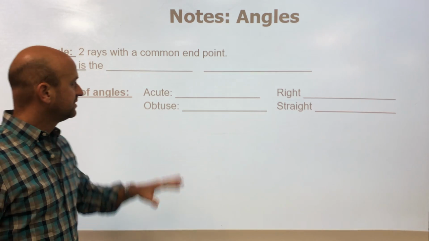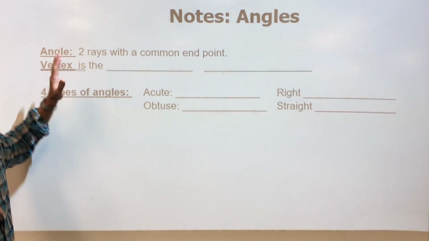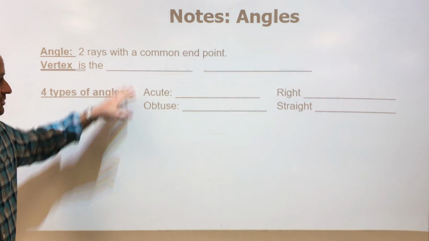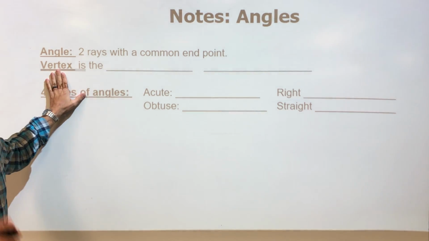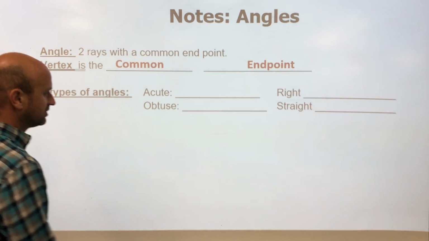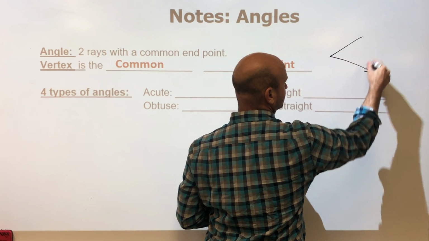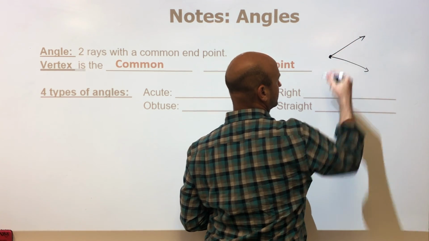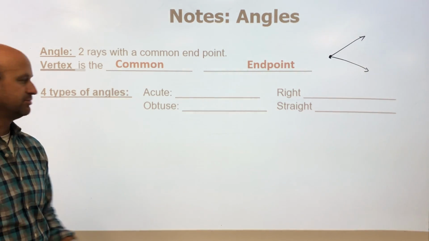Alright, we're back with a new video today talking about all things angles. By definition, we talked in a prior lesson, angles are two rays with a common endpoint. Now, the vertex of an angle is pretty important, and this is the actual common endpoint. So recall that an angle looks something like this, and this right here is the vertex. That little piece right there is the vertex, that's the common endpoint.